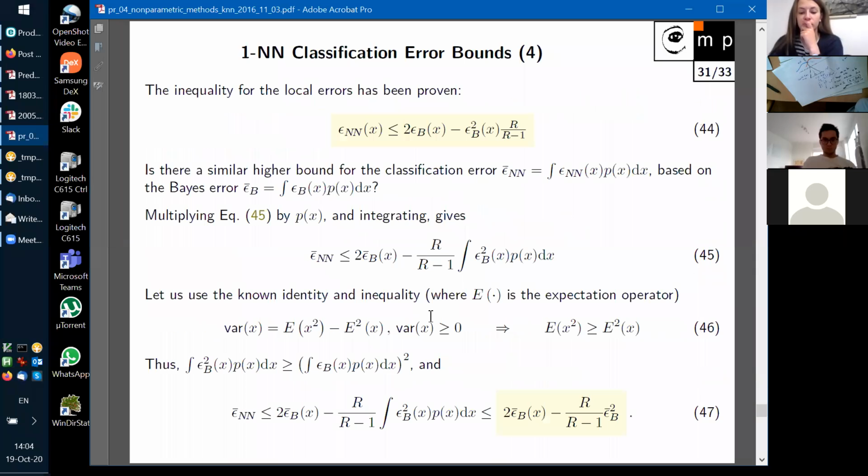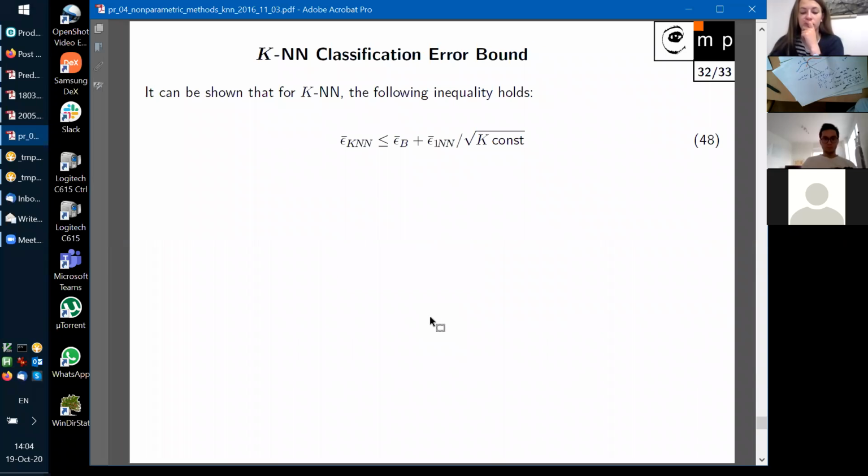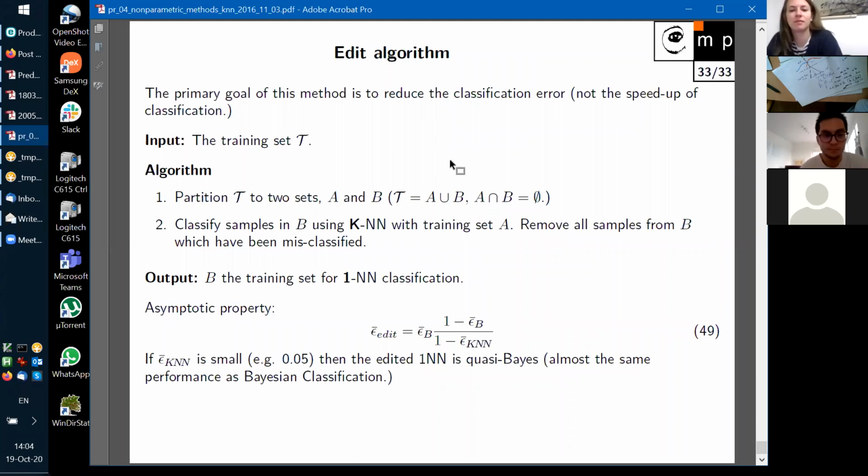And I want to introduce, okay, maybe for K-NN the result is a little bit better. So this is the Bayes error, the best achievable. This is the error of the nearest neighbor that we just said could be at most twice the Bayesian, but divided by the square root of the number K. So if K is 100, the square root is 10, and then this term is very small. But we have a better option, and that's the edit algorithm.